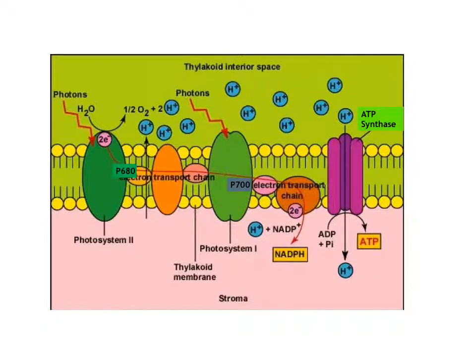Now, why is the cell doing this? It's capturing the sunlight into this molecule of ATP, and this molecule of ATP is going to be used to power the production of glucose. So that's the whole reason behind the light reaction or the light-dependent reaction. Sunlight is being captured in a molecule of ATP.